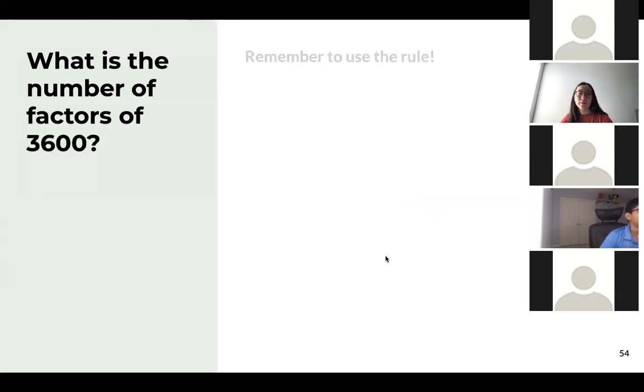All right, now for 3,600. This one is relatively easy to prime factorize. So I want you guys to try to do that bit on your own, and then find the number of factors.